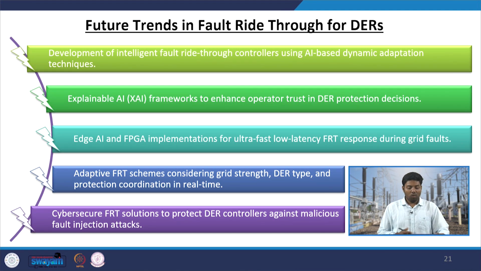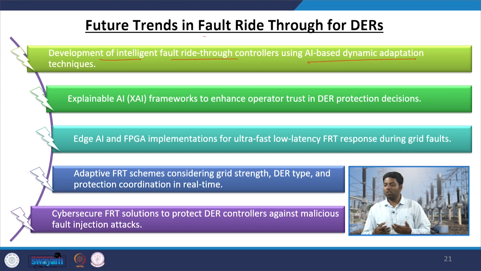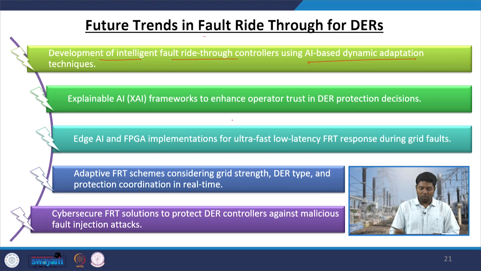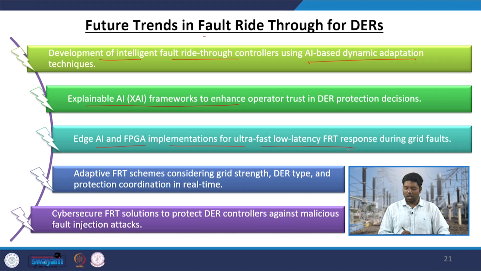So, what are the future trends in fault ride through analysis? Development of intelligent fault ride through controllers using AI-based techniques. If you want a faster response, we go for AI techniques, but that is a black box model, so we can adopt explainable AI. Edge AI and FPGA implementation for ultra-fast, low-latency FRT response during grid faults.